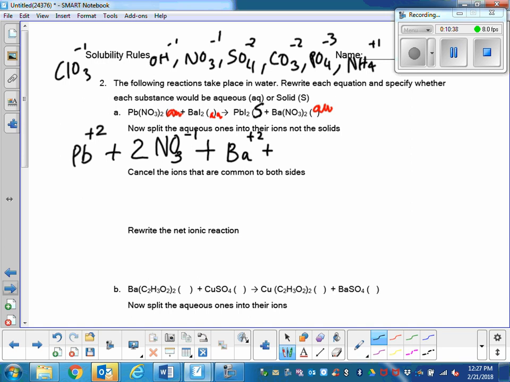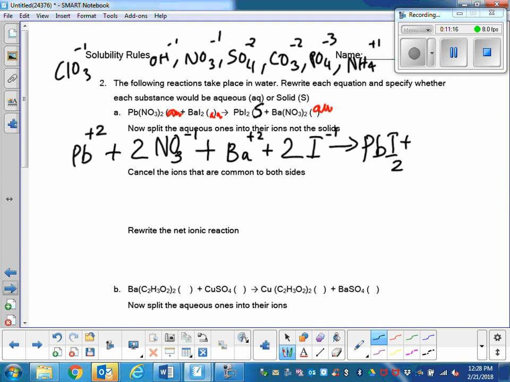Plus, how many iodine ions are there? 2. And what is the charge on iodine? -1. So I need to write 2I minus 1. That's just my reactant side. Is that right? Now, I'm going to put an arrow. My PbI2 is a solid. Can I break it apart? Can I break apart a solid? No. So I'm going to keep PbI2 as it is.